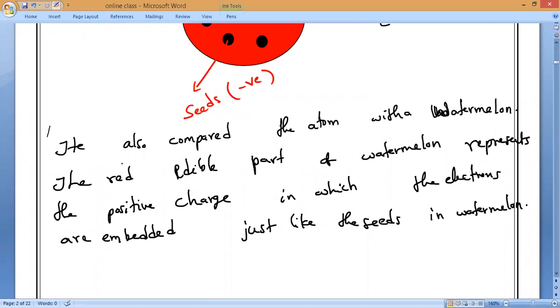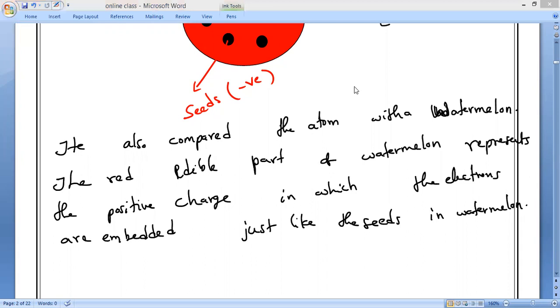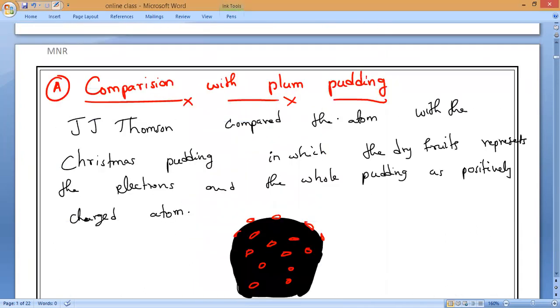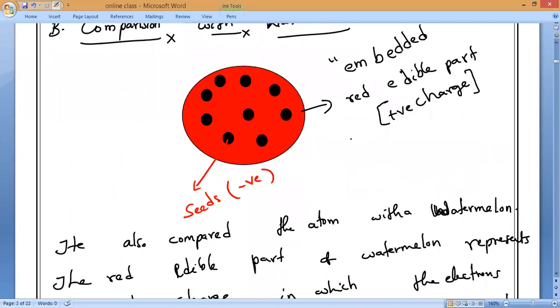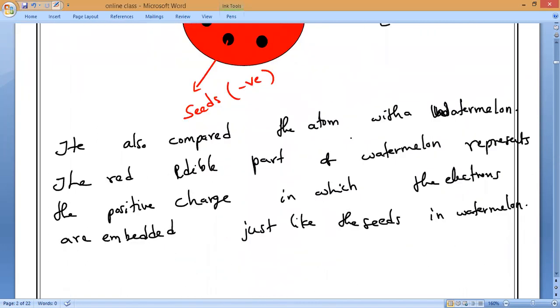So please write. That is why this model we can also call the watermelon model. So this is the J.J. Thomson model. In the exam they will ask, you have to write the first 3 points, the same way for the Christmas pudding and the watermelon model. Completed? All of you write till here. Anything doubt, anyone can ask. Clear, guys? Is it okay?